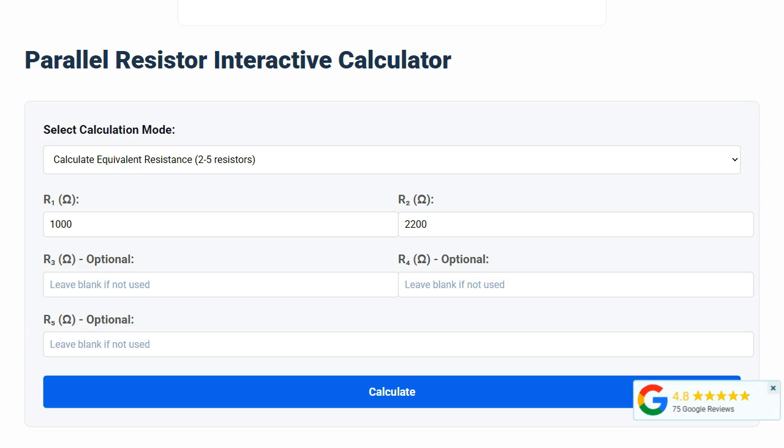For our example, let's enter 12 volts as the supply voltage and add 3 resistors with values of 100 ohms, 200 ohms, and 300 ohms. Once you've entered all your values, click the Calculate button.